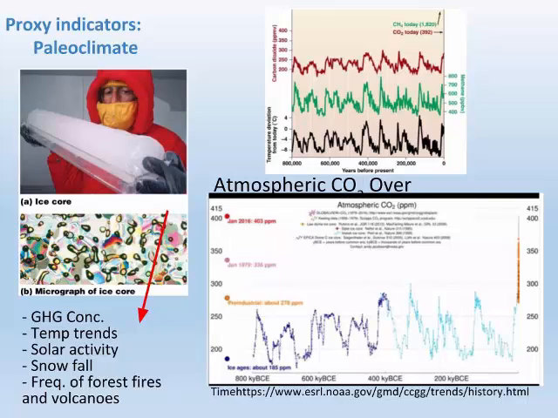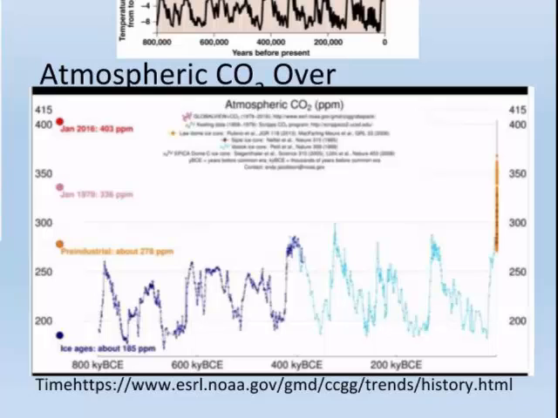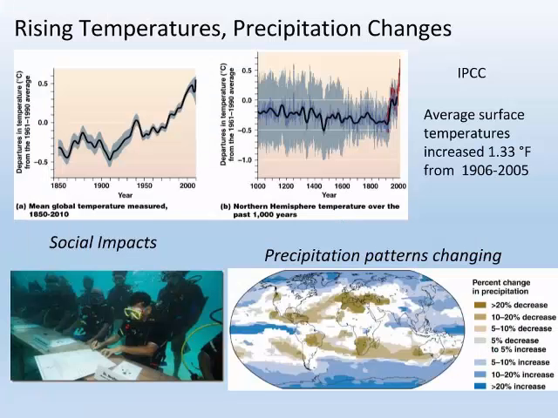Bubbles trapped in the ice contain samples of the air from thousands of years ago. The ice is layered over time, so by studying ice cores we can determine the atmospheric composition, greenhouse gas concentration, temperature trends, snowfall, solar activity, and even the frequency of forest fires and volcanic eruptions. The image in the bottom right shows the concentration of CO2 in the atmosphere from 800,000 years ago to present day.